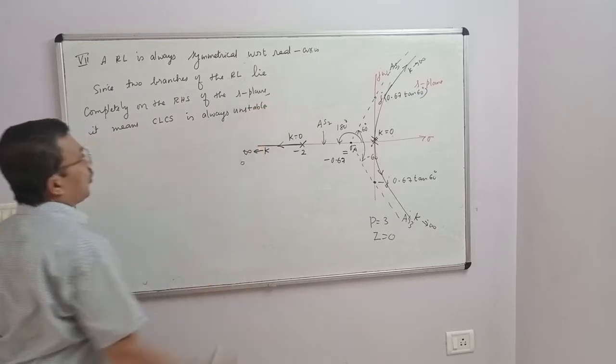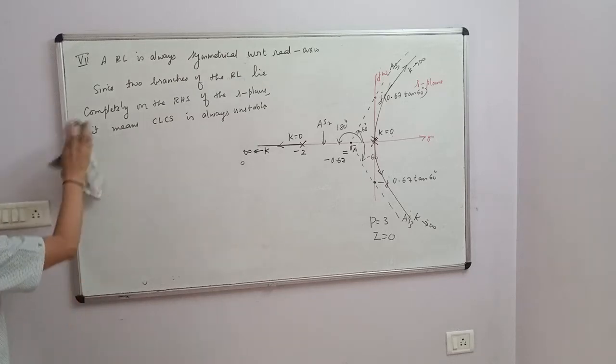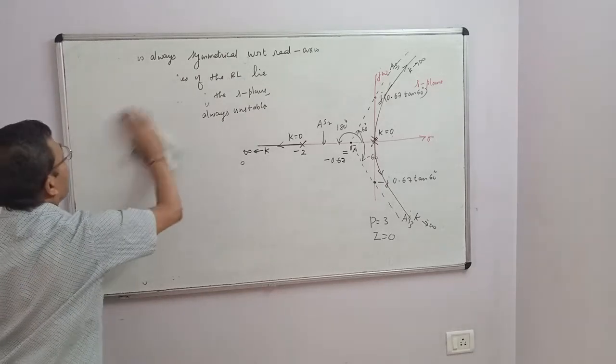So the first part of the problem is solved. We'll now go to the second part. In the second part, a 0 is added at S equal to minus a.